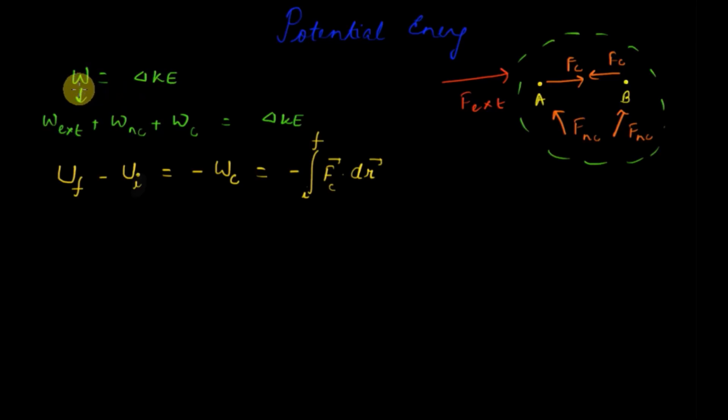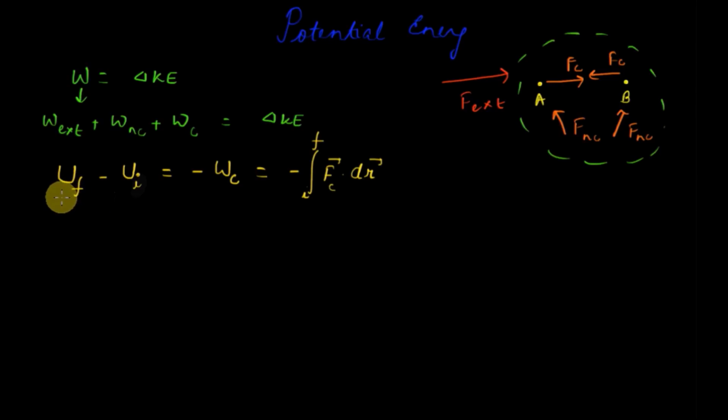Now the total work done on the system, we can split into three works: work done by the external force due to Fext, by the non-conservative force due to Fnc, and by the conservative force. So the summation of the three works will be the change in kinetic energy of the system. Now we define potential energy of the system in the following way.